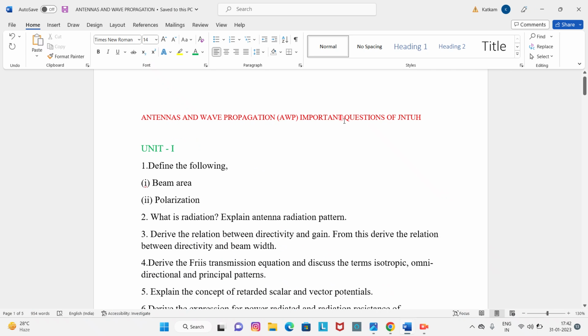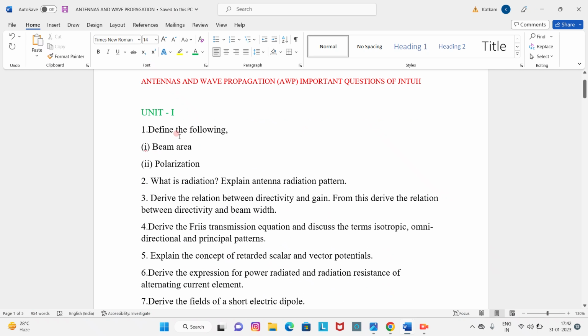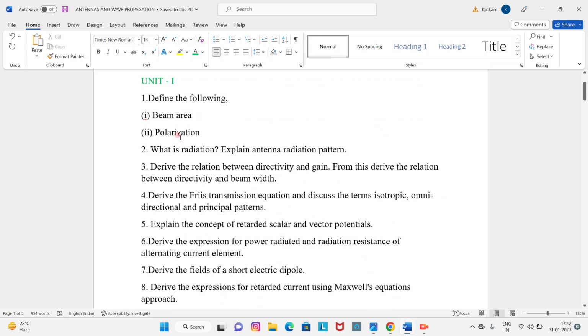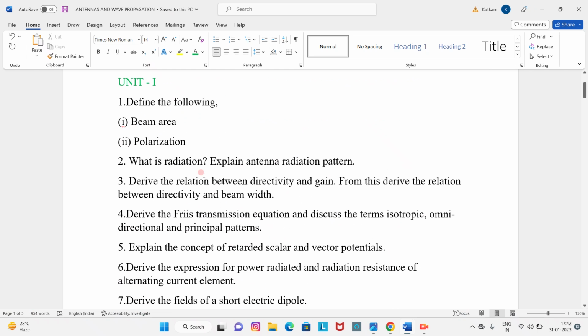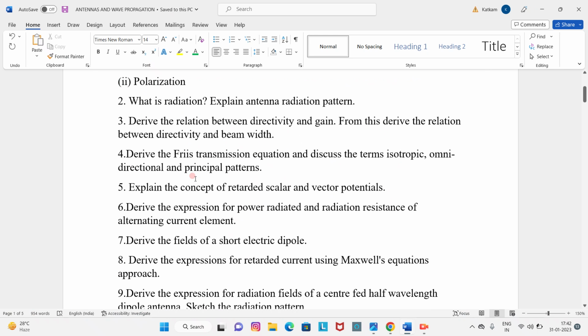Fourth question, derive the relation between the directivity and beam width, and derive the free space transmission equation and discuss the terms isotropic, omnidirectional and principal patterns. Fifth question, explain the concept of retarded scalar and vector potential. Sixth question, derive the expression for power radiated and radiation resistance of an alternating current element.